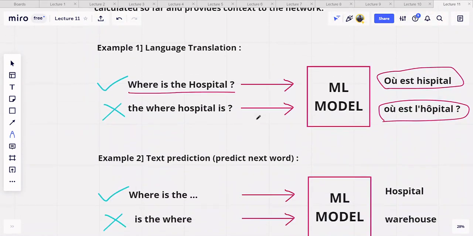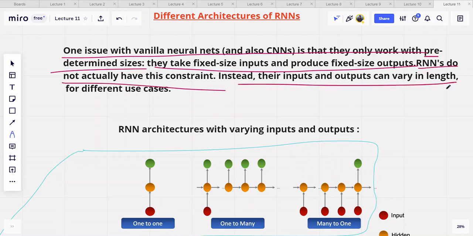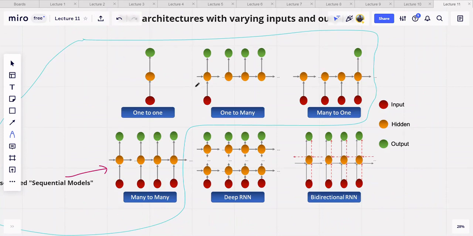So yeah, let's look more into it. One issue with vanilla neural networks and CNN is that they only work with predetermined sizes. They take fixed size input and produce fixed size output. RNNs do not actually have this constraint. Instead, their inputs and outputs can vary in length for different use cases. Depending upon the use case, the length of the input and the output basically changes.